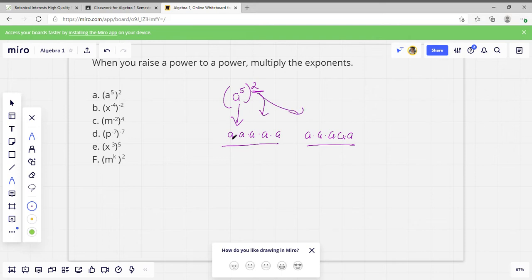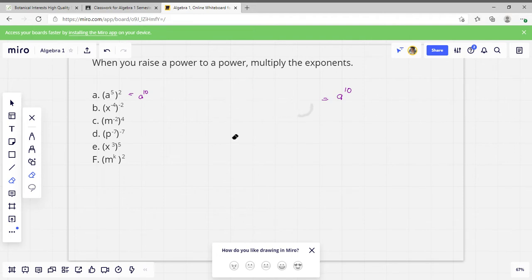Now I just have to count up how many a's I have. 1, 2, 3, 4, 5, 6, 7, 8, 9, 10. So that would be a to the 10th. All I did was say 5 times 2. So you just multiply your exponents. When a power is raised to a power, you multiply the exponents.